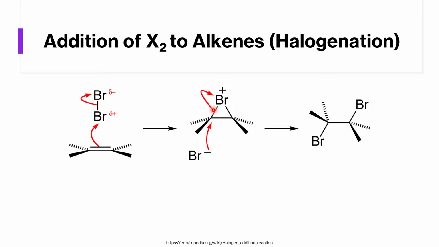What we end up with is the 2 carbons holding on to one of the bromines and a negative bromine ion, which now has an extra electron. That negative ion can then donate 2 electrons over to one of the carbons. And essentially what that means is that there'll be a bromine on either carbon.